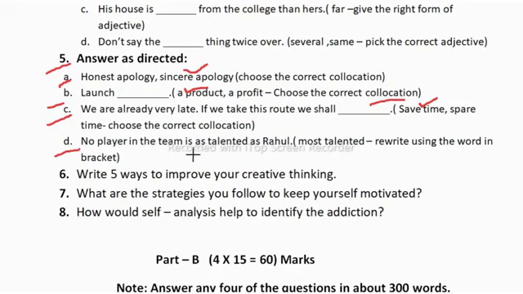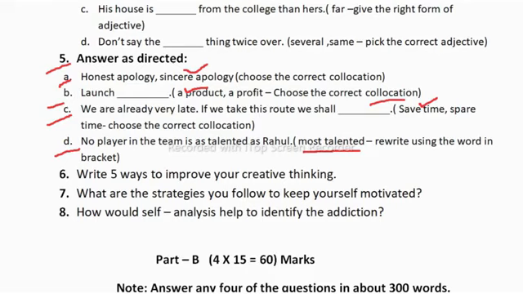No player in the team is as talented as Rahul. So here you have to use the superlative degree, which is most talented, and you have to rewrite the given sentence by using most talented. So how can you write it? You can write this sentence in this way: Rahul is the most talented player in the whole team.